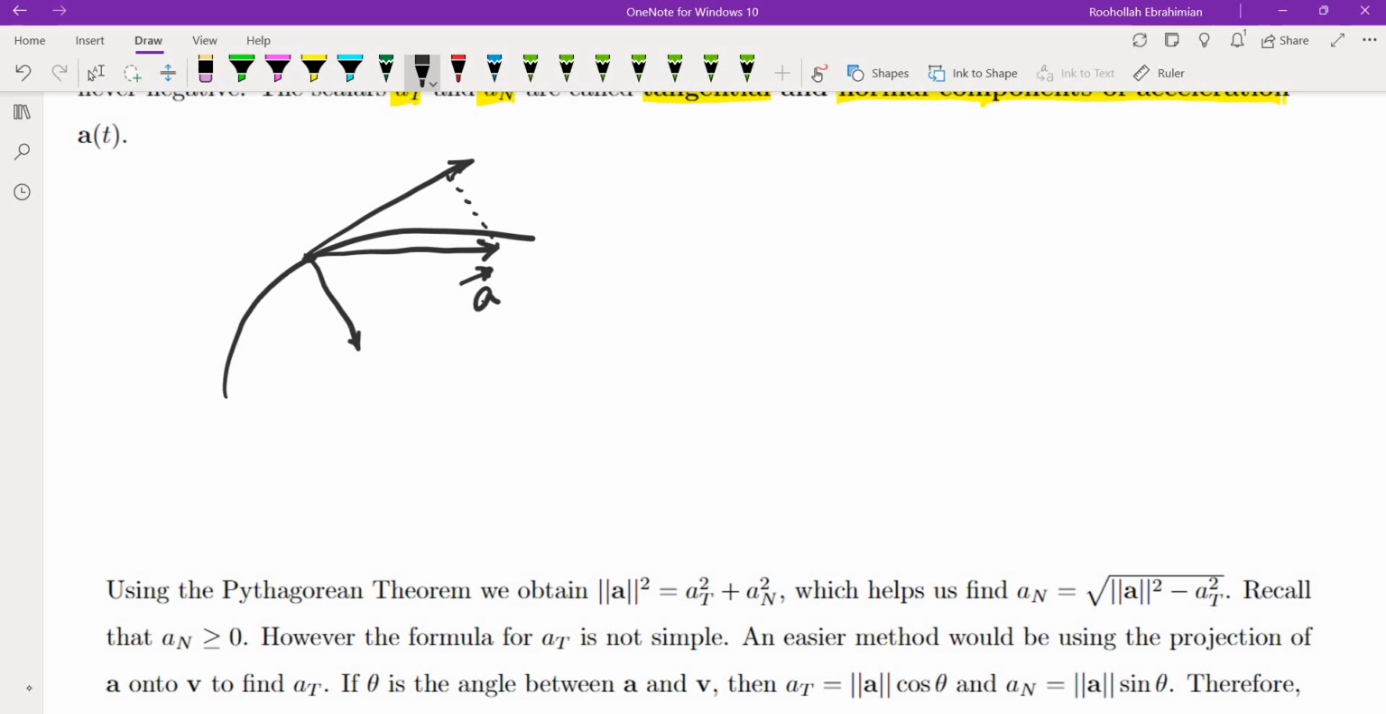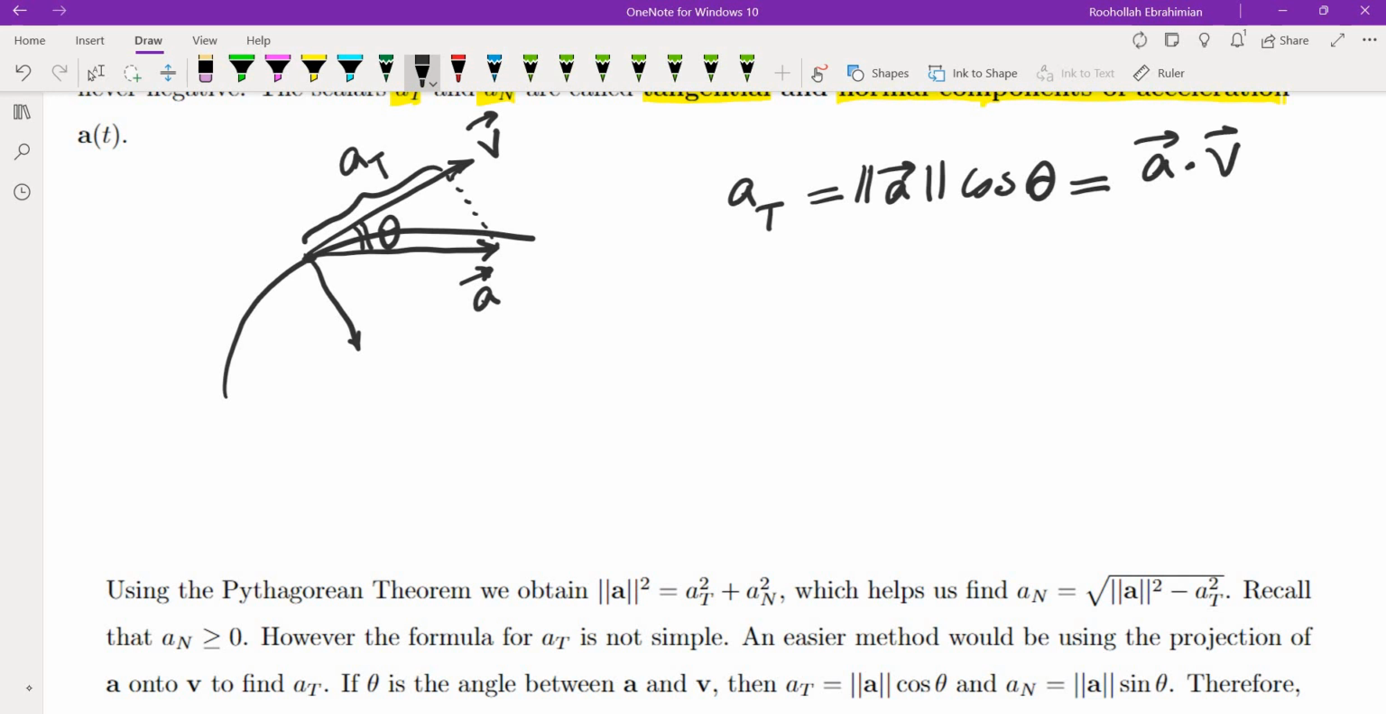So if I drop a perpendicular here, and this is the velocity, this is going to be a sub t. If I call this angle theta, a sub t becomes magnitude of a times cosine of theta. And of course, that can be evaluated by dot product. So this is a dot v divided by magnitude of v. So that's another formula for a sub t. If we drop the perpendicular here, this would be a sub n.